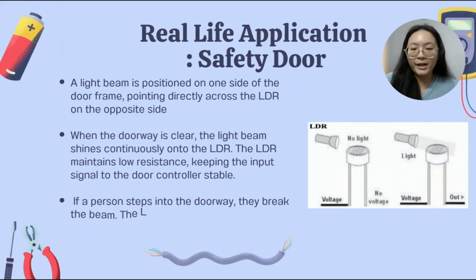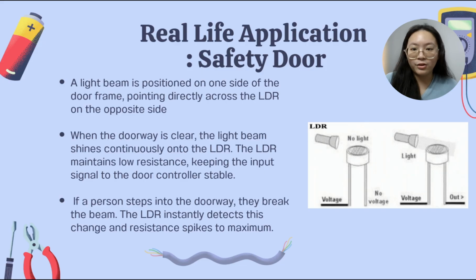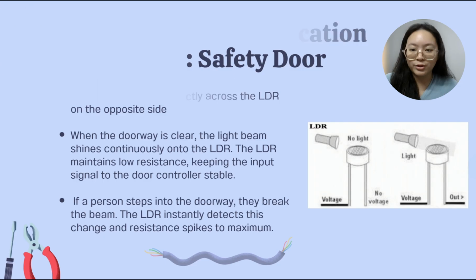Let's talk about a real-life application. One practical application of the LDR is in a safety door system. A light beam is directed across a doorway into the LDR sensor. When the path is clear, the beam continuously shines on the LDR, keeping its resistance low. However, when a person passes through the doorway, the beam is interrupted. The LDR detects these changes, causing its resistance to increase rapidly, which can then trigger the door control system.